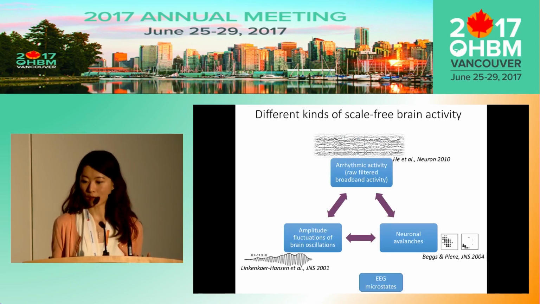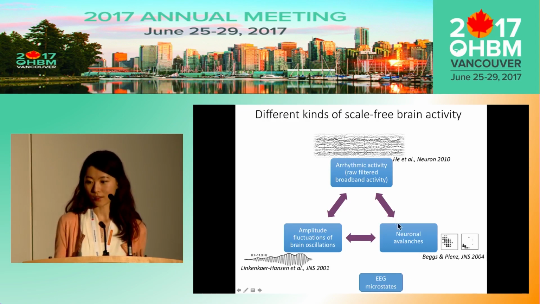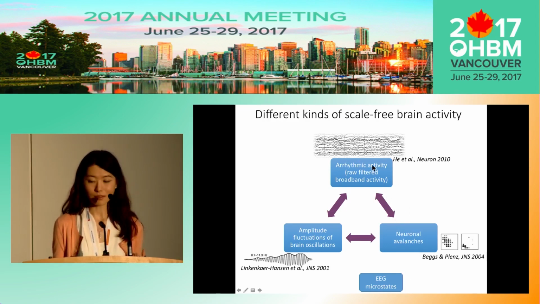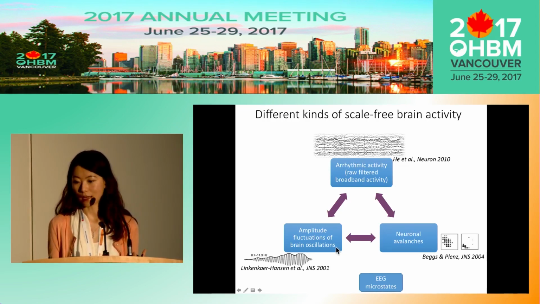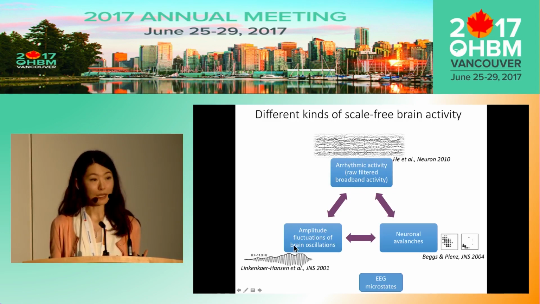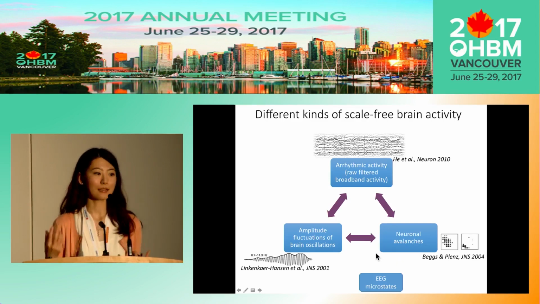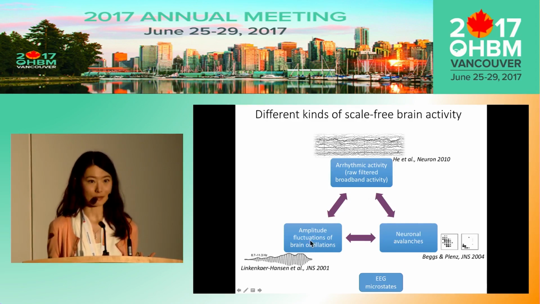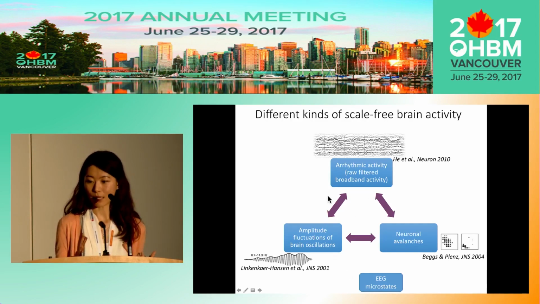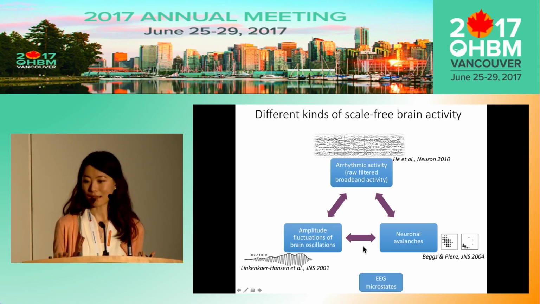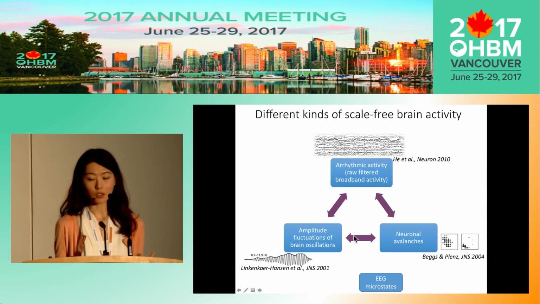We've heard from Christoph today about scale-free dynamics in EEG microstates, and I've mostly focused on scale-free dynamics in low-frequency arrhythmic activity. As I mentioned earlier, we also know that the amplitude fluctuation of brain oscillations has scale-free dynamics, and there are neuronal avalanches as well. A very important question currently for the field is how these scale-free dynamics at different levels are connected. There have been a couple of papers on this too that I'll include in my slides that will be posted, that people can read if of interest.